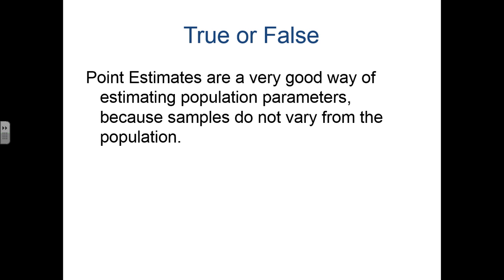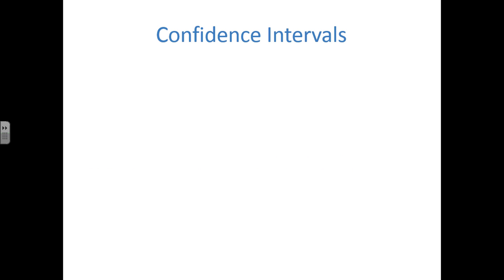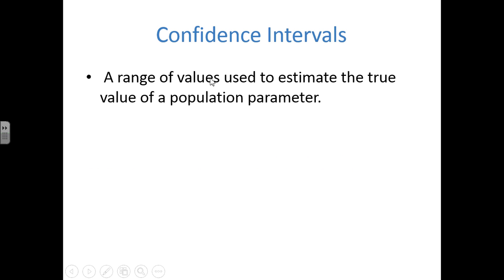So true or false, point estimates are a very good way of estimating population parameters because samples do not vary from the population. Let's take a minute, stop, and think about this for a second. Do you think this statement is true or false? False, because every time we take a sample, we're going to get a different sample statistic. We think it's a starting point, but we do not think it's exactly equal to the population parameter.